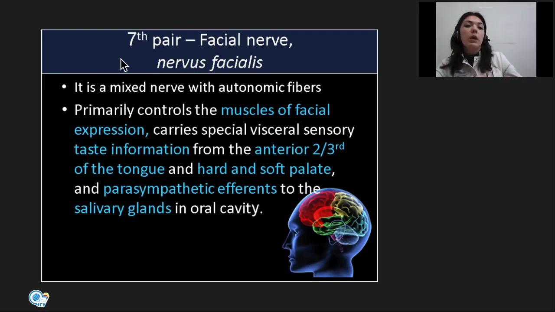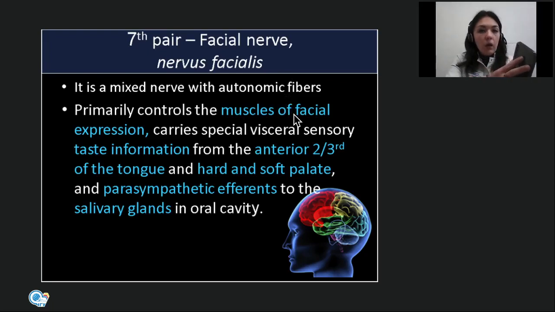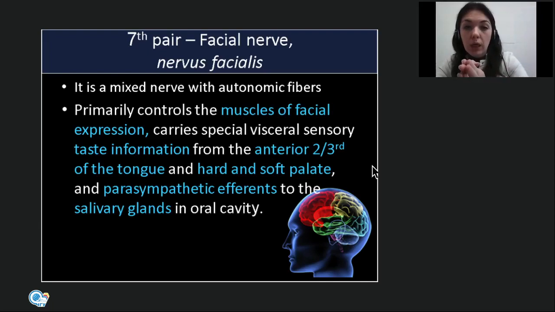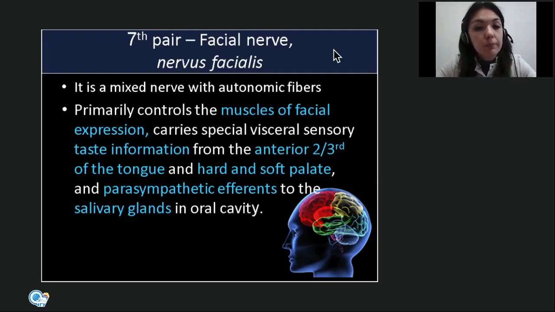So the seventh pair of cranial nerves is the facial nerve, nervus facialis. It is a mixed nerve with autonomic fibers, and primarily it controls muscles of facial expression, carries special visceral sensory taste information from the anterior 2/3 of the tongue and hard and soft palate, and parasympathetic efference to the salivary glands in the oral cavity. So it contains sensory, motor, as well as autonomic fibers. Yes, seventh pair.